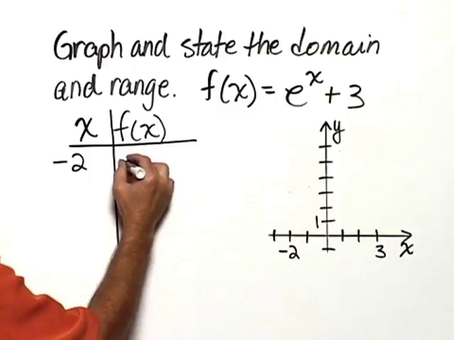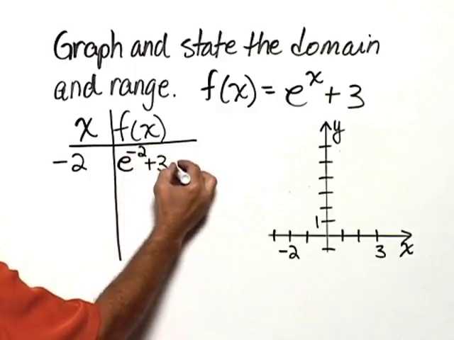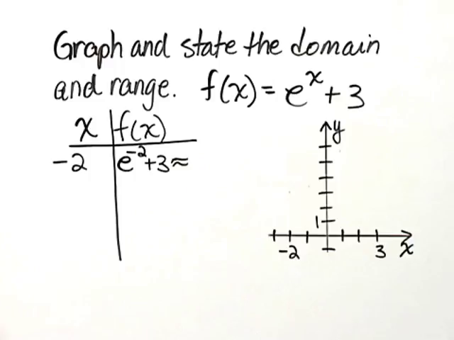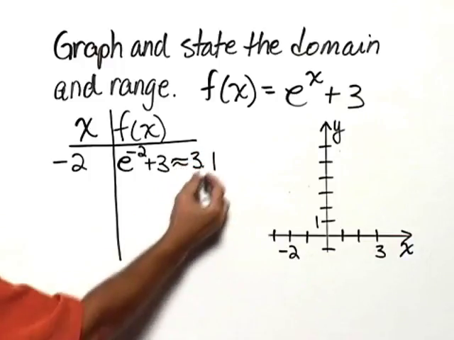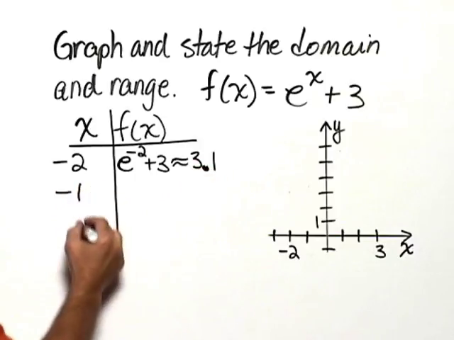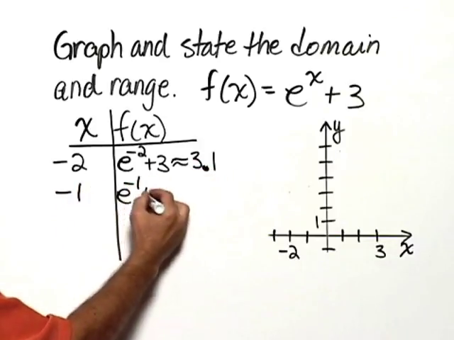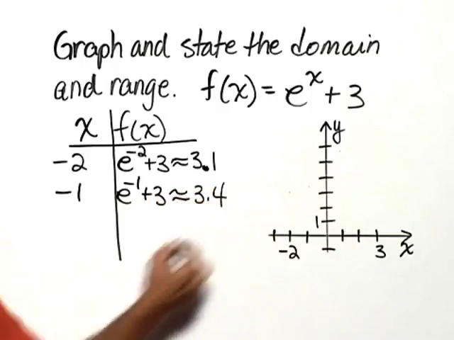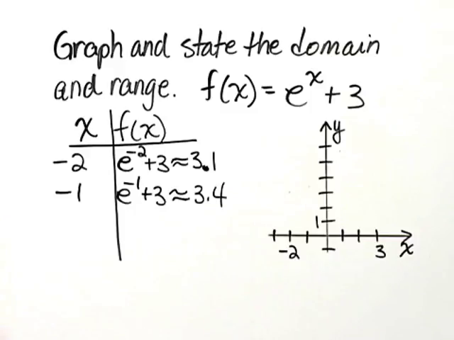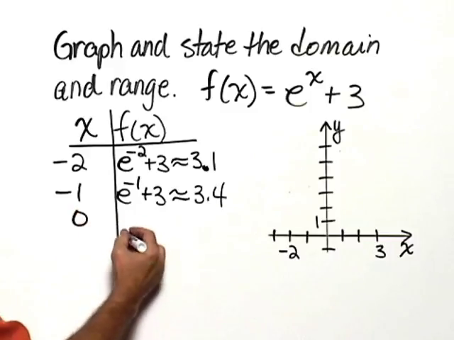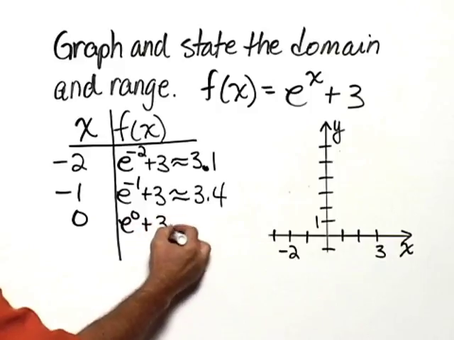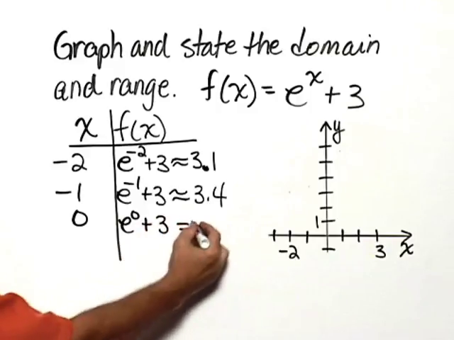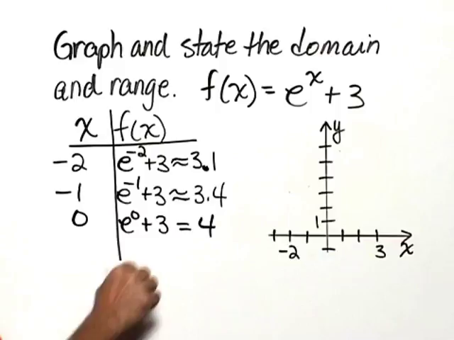That would be e to the negative 2 plus 3. And when we evaluate that on a calculator, we'll find it's approximately equal to 3.1. Then for negative 1, it would be e raised to the negative 1 plus 3. And again, on a calculator, that's approximately 3.4. For x equals 0, e to the 0 plus 3 is exactly equal to 4 because e to the 0 is 1. 1 plus 3 is 4.